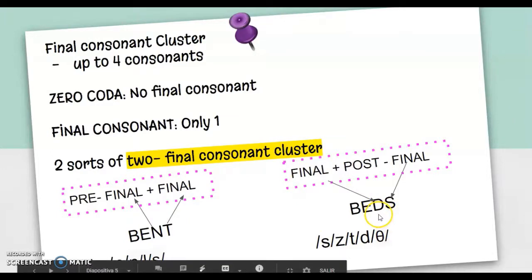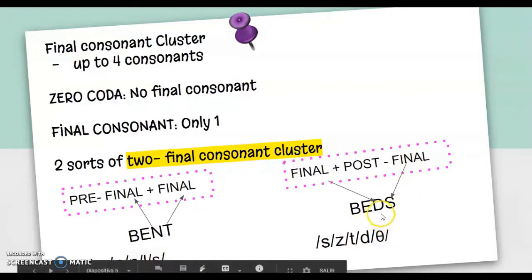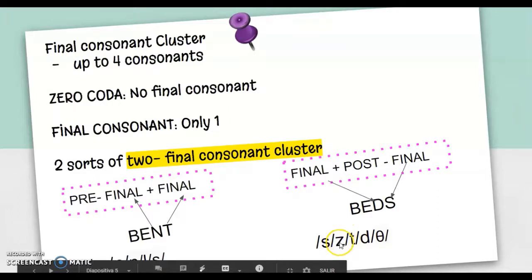If the final consonant, and please write this down, is a voiced sound, the post-final consonant would be voiced. If the final consonant is voiceless, the post-final consonant will be voiceless. For example, in the case of bed, d is a voiced sound. So the plural would be a voiced sound, z. Okay?